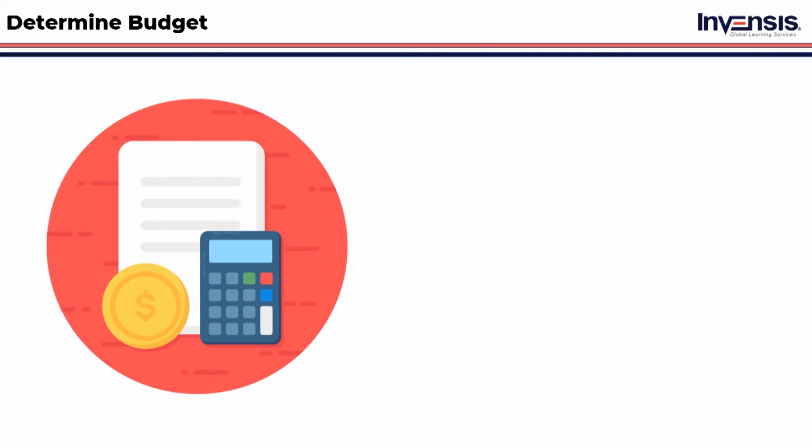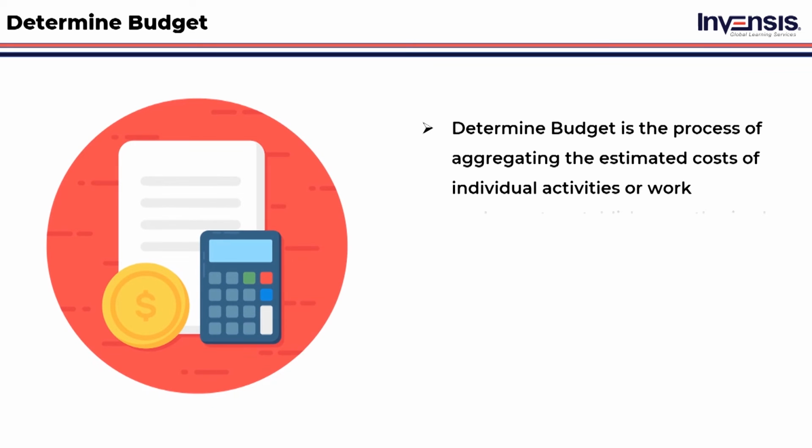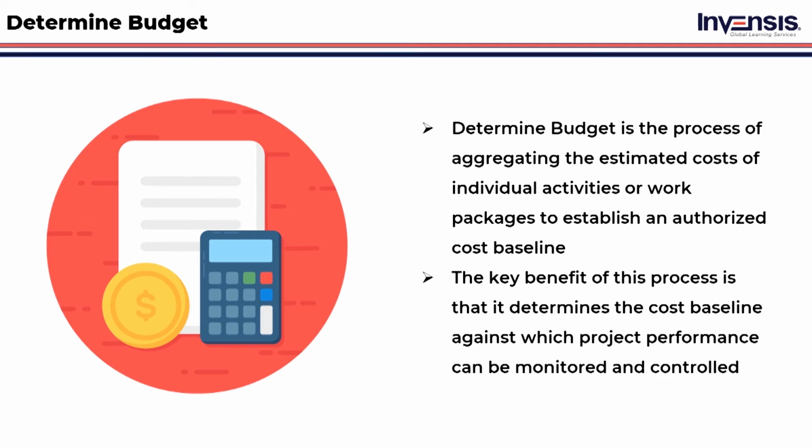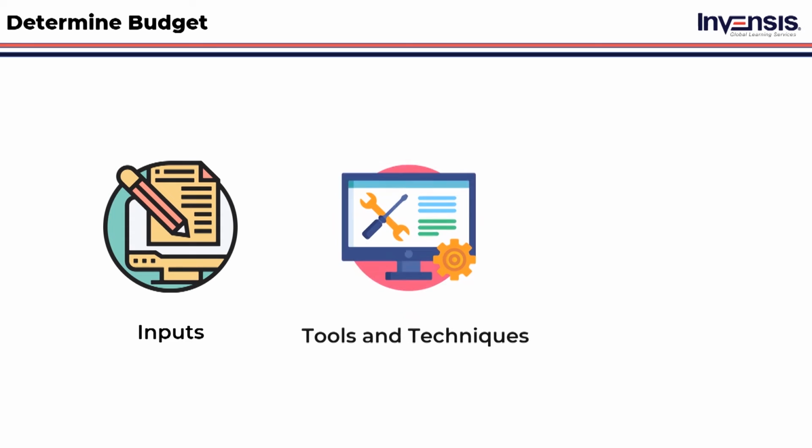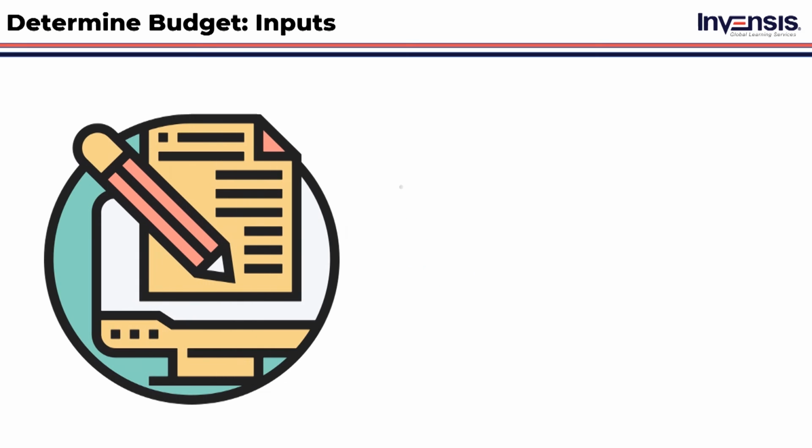So, let us start with the third process of project cost management, that is determine budget. Determine budget is the process of aggregating the estimated costs of individual activities or work packages to establish an authorized cost baseline. The key benefit of this process is that it determines the cost baseline against which project performance can be monitored and controlled. So, like other processes, this process has inputs, tools and techniques, and outputs. Let us start with the inputs. Project management plan. Project documents.